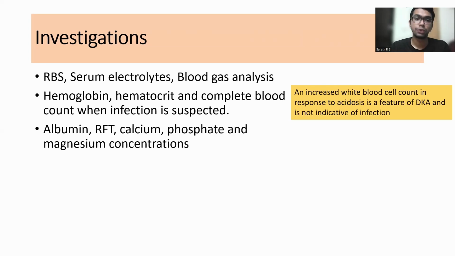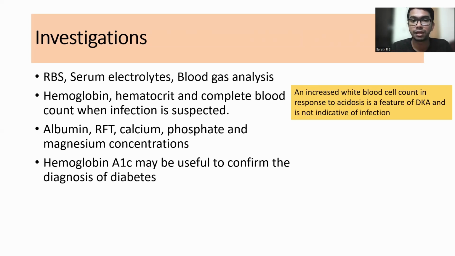Then we need to do renal function test, calcium, phosphate, magnesium, and albumin levels. And HbA1c levels are important, especially as they will help you in the diagnosis of ketoacidosis in the setting of euglycemia. ECG and X-ray, if needed, we need to do. ECG is indicated if there is hyper or hypokalemia, because both these states can precipitate arrhythmias.